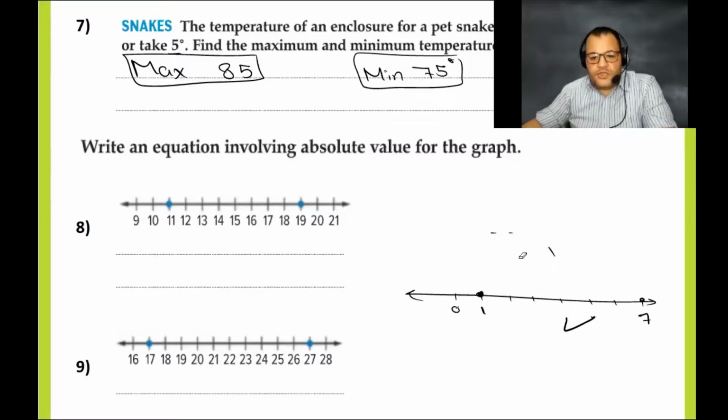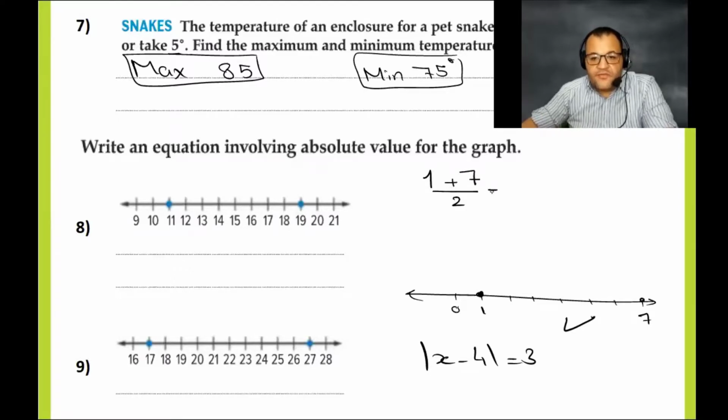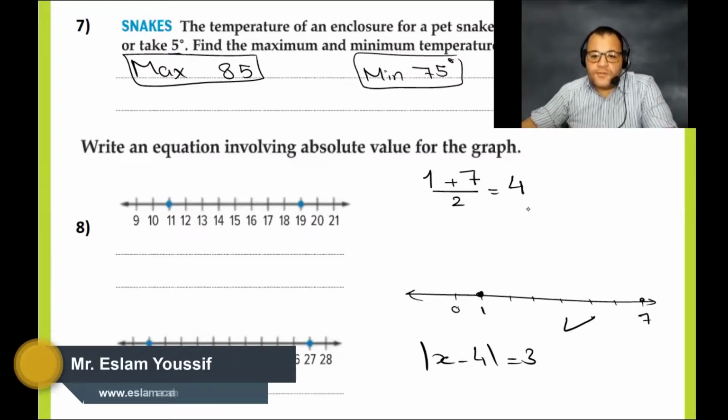If you remember the equation, the absolute value of x minus 4 equals 3. Step number one, what are the two solutions that we have? The two solutions that we have are 1 and 7. Add the two solutions, then divide by 2. It means find the average, the arithmetic mean of the two numbers. So it will be 4.